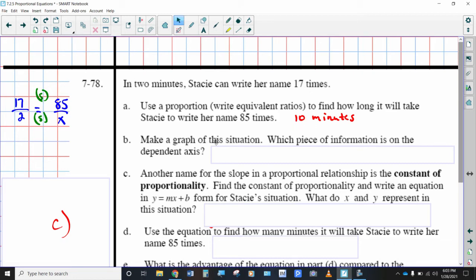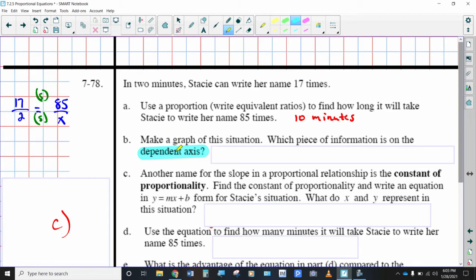So make a graph of this situation. Which piece of information is on the dependent axis? All right, this is the part that's a little tricky. And I'm going to tell you, sometimes it doesn't really make a whole lot of difference which goes on the x-axis and which goes on the y-axis. And just for clarification, the dependent axis is the y-axis, okay? The independent axis, the independent variable is always the x variable.